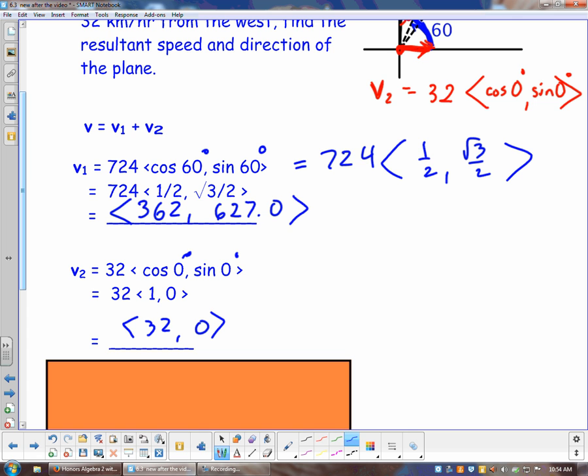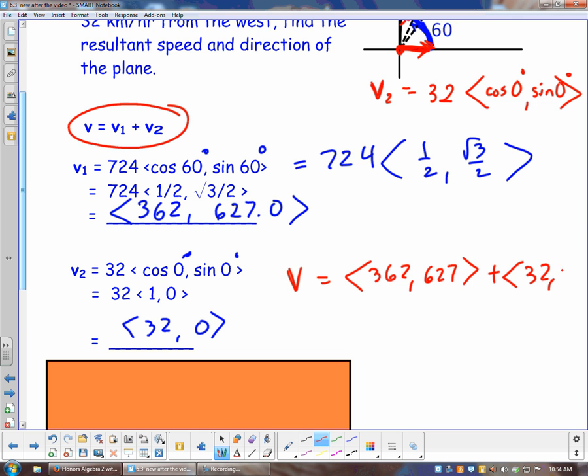So to get the answer for this problem, remember V is equal to, I got it right here, I'm going to add 362 comma 627 plus 32 comma 0, right? And so what are we getting? 394, 627. Does that make sense? Yeah. Okay, so what did we just find?